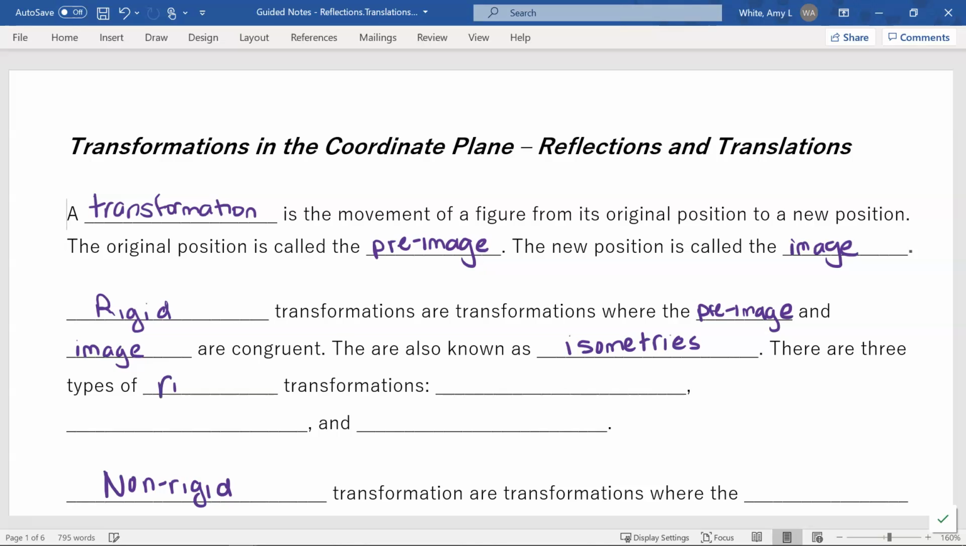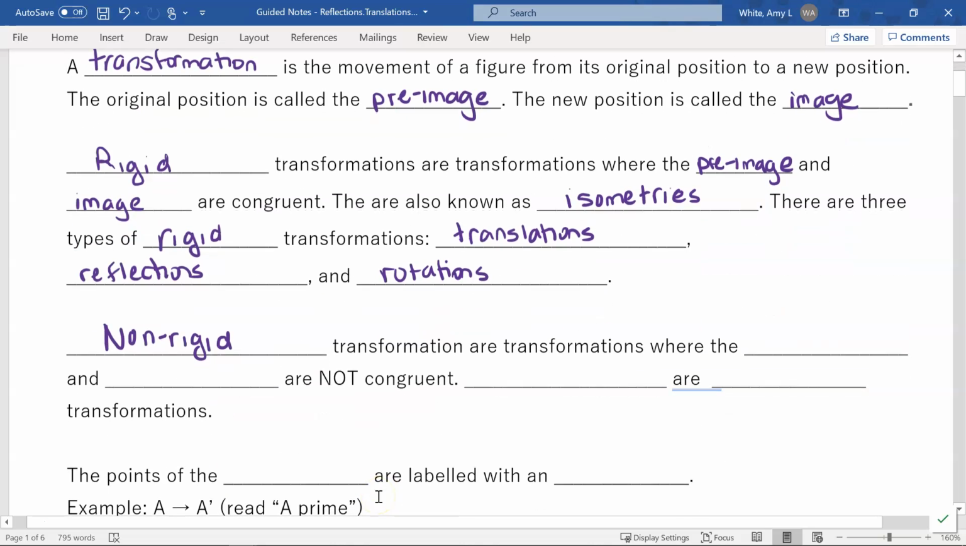And there are three types of rigid transformations: translations, reflections, and rotations. So as you do any of these three transformations, although your shape is moving, it is not changing size.